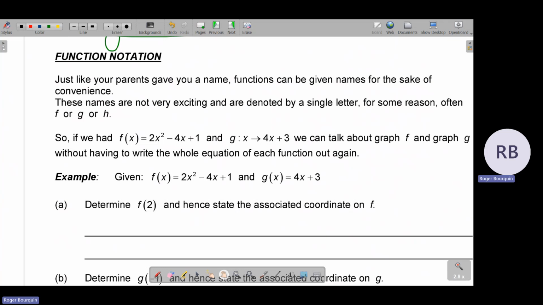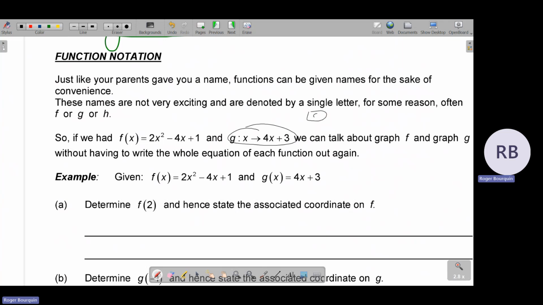So if we had f of x is equal to 2x squared minus 4x plus 1, this is another way we can write functions there, guys. Okay. It means the same thing. g maps x to 4x plus 3. It just means you change it to get a y. So g is like a machine, right?